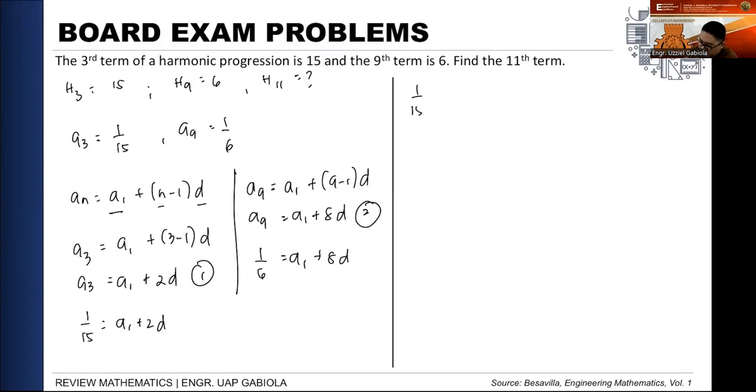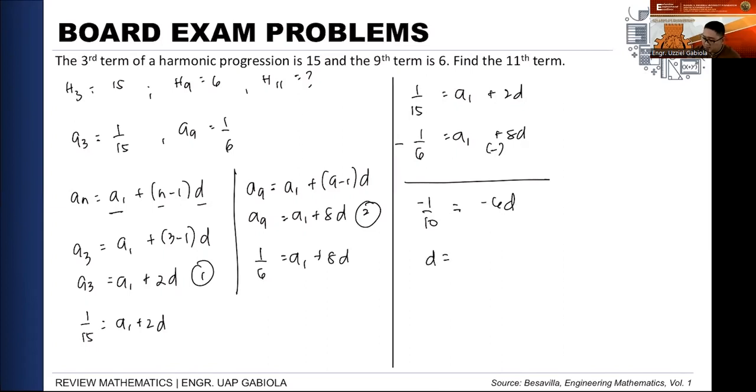1/15 is equals to A1 plus 2d, and 1/6 equals to A1 plus 8d. So, para ma-eliminate yung isa, kailangan kong i-minus, no? So, kung nag-minus ka, change sign. So, 1/15 minus 1/6, kahit i-calculate nyo na lang, no? So, negative 1/10 equals, this will be 0 na, A1 minus A1 is 0, plus 2d minus 8d, that is negative 6d. So, pag inano natin, d natin will be equals to 1/60. So, yan yung ating d.